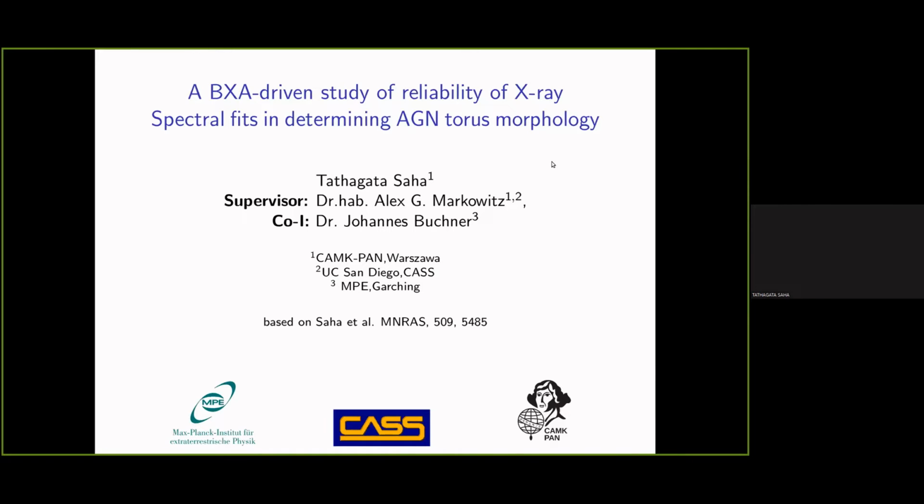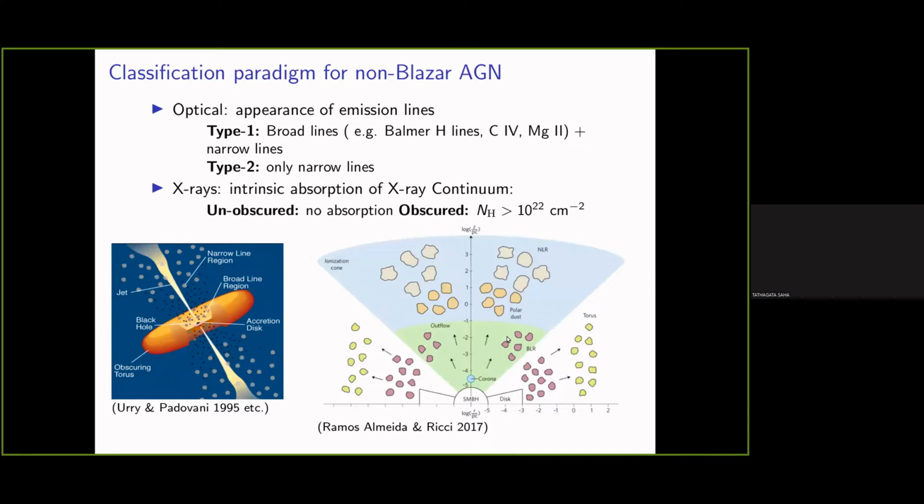Okay. Hello, everybody. So I am Tathagata Saha from the Nicolaus Copernicus Astronomical Center of the Polish Academy of Sciences in Warsaw. And today I'm going to discuss a BXA-driven study of reliability of X-ray spectral fits in determining AGN torus morphology. This work has been done in collaboration with my supervisor, Professor Alex Markowitz, and with Dr. Johannes Buchner, the author of the package BXA. And it's based on our recent work published this year. Before I go into the main results, a brief introduction.